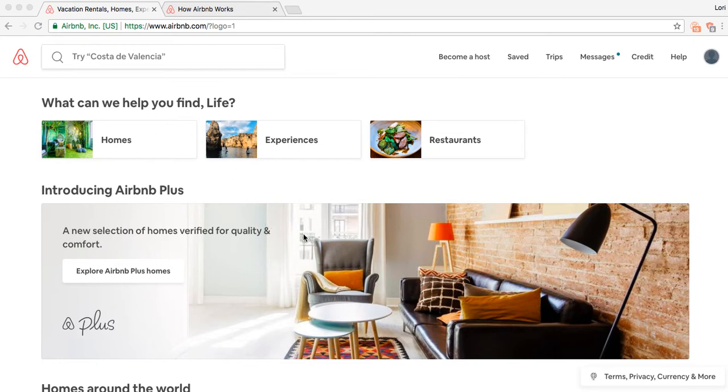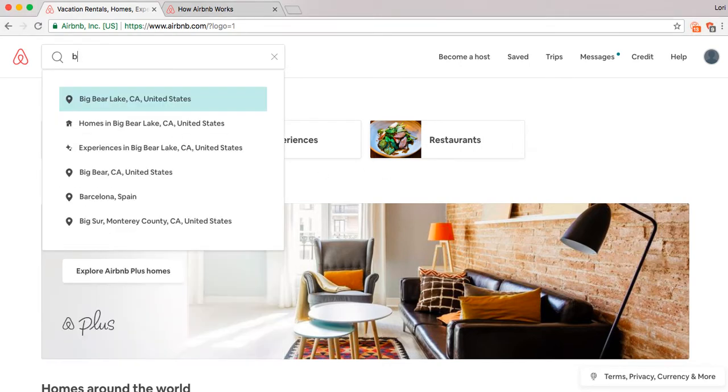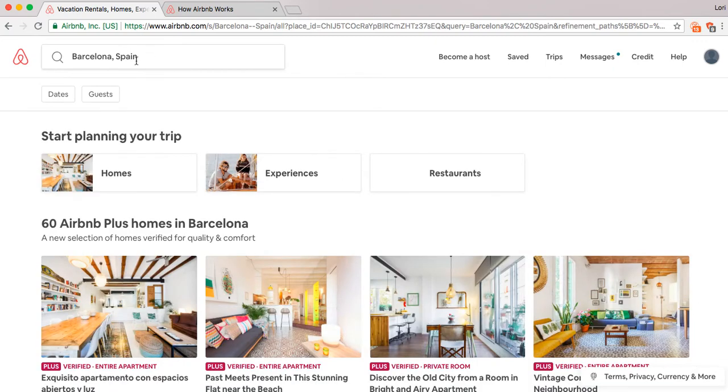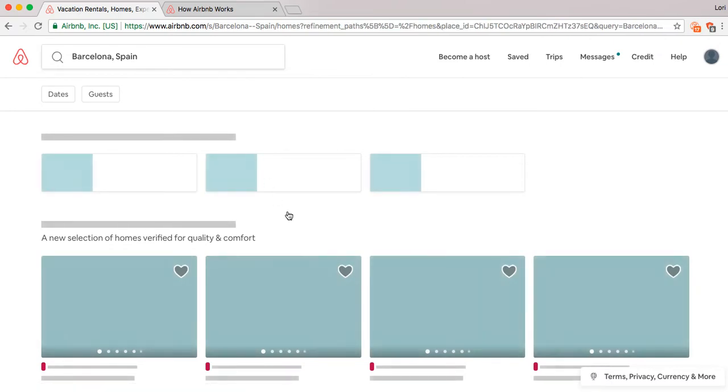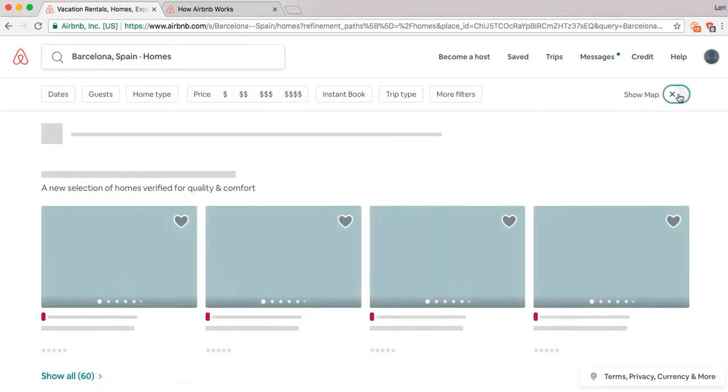So this is how Airbnb looks like, and let's try a location just to give you guys the idea of how this works. So let's say you were going to Spain. You type Barcelona on the search bar, and then you go to homes. For those people that don't know, this is how the Airbnb website looks like.